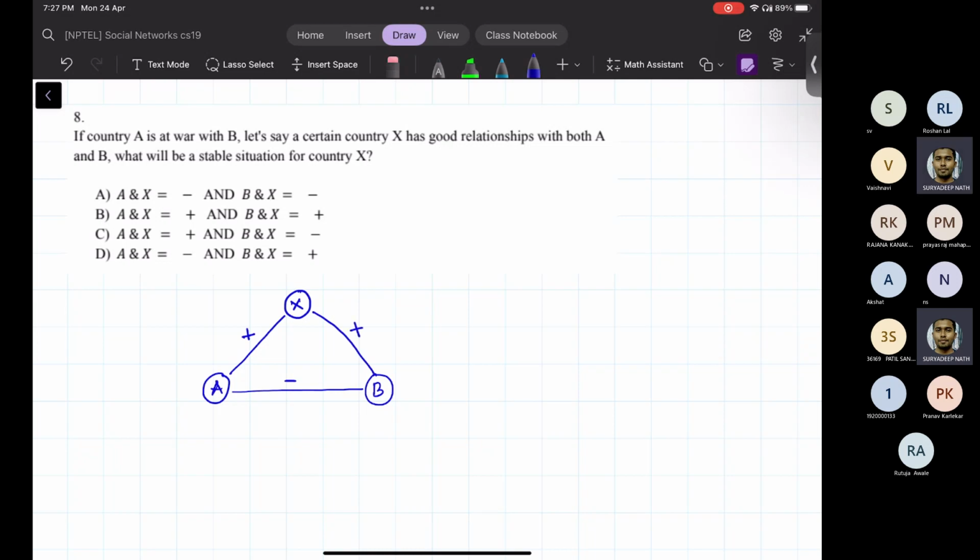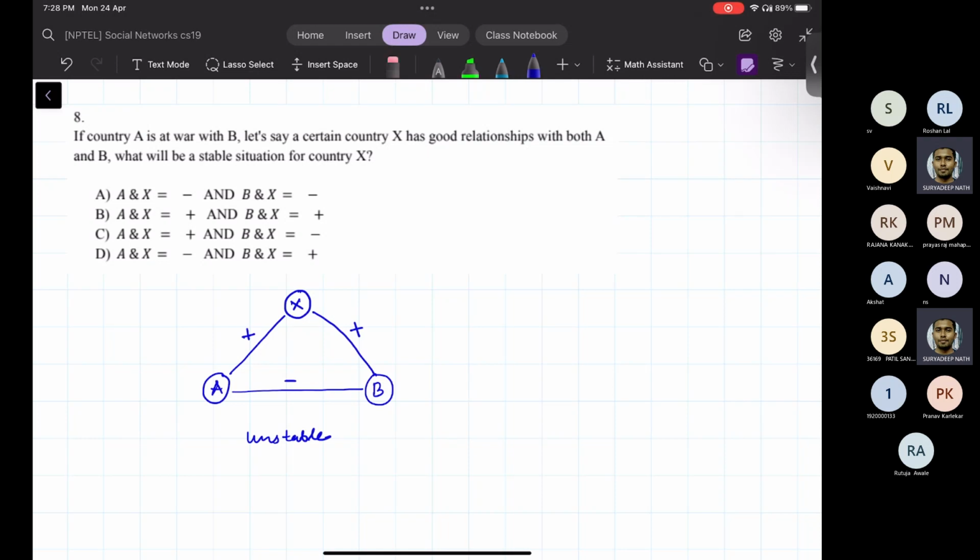What would be the stable situation for country X? Such a triad is unstable because one of these pluses will eventually turn into minus. X is friends with A and X is friends with B, but A and B don't talk to each other, so X would be under pressure to choose either A or B. If X helps B, then A will not be a friend with X anymore, and similarly if X helps A, then B will not be a friend with X anymore. So either one of these pluses will go to minus.